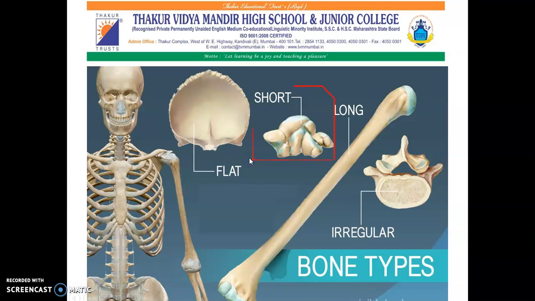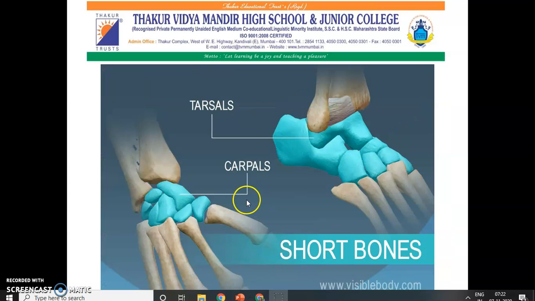Next is short bones. Short bones are very short and small. You can see over here carpals, the cluster of 7 small bones present in the wrist portion of the hand. They come in the category of short bones. Tarsals, which is again a cluster of 7 small and short bones, you can find in the ankle portion of the leg. These bones are also short bones.